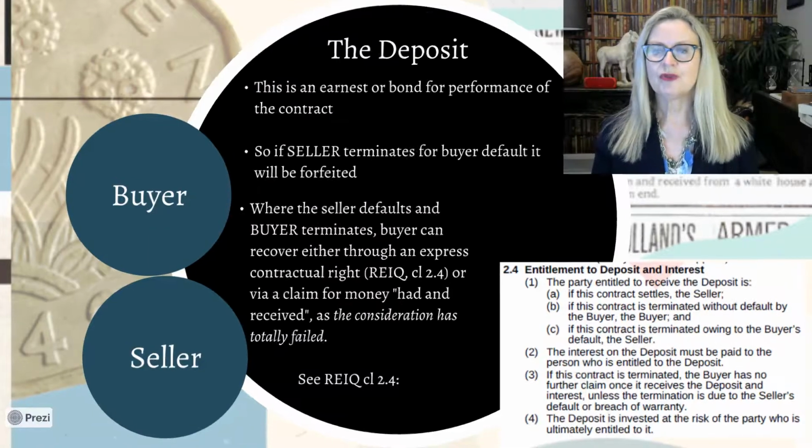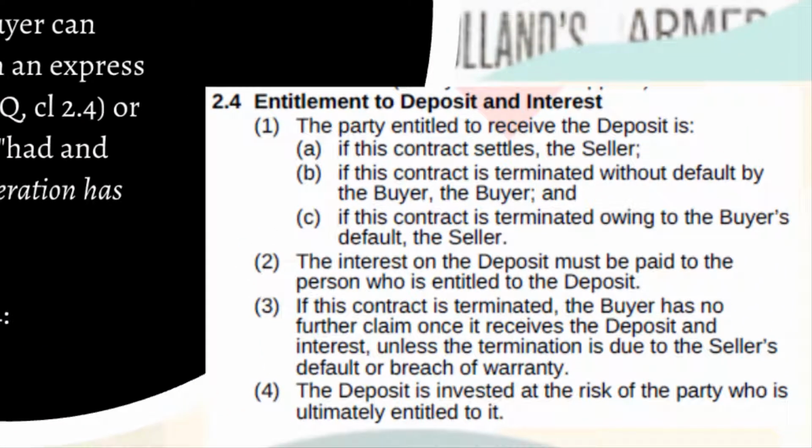So clause 2.4 sets out the machinery for helping us work out who is entitled to get the deposit and when. The party entitled to receive the deposit is, if the contract settles, the seller, obviously, because it's part of the actual purchase price. If the contract's terminated without default by the buyer, then the buyer gets it back. And if the contract is terminated owing to the buyer's default, then obviously the seller gets it. So all spelt out very nicely and neatly in 2.4 sub 1.